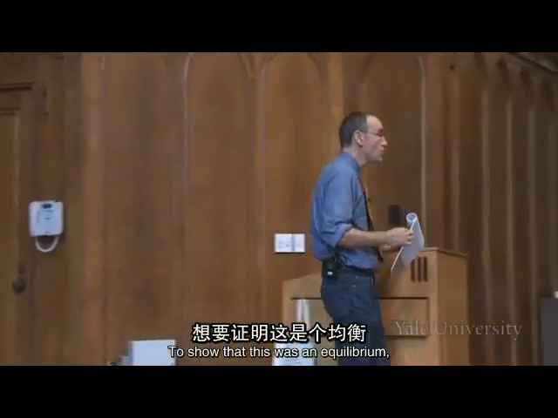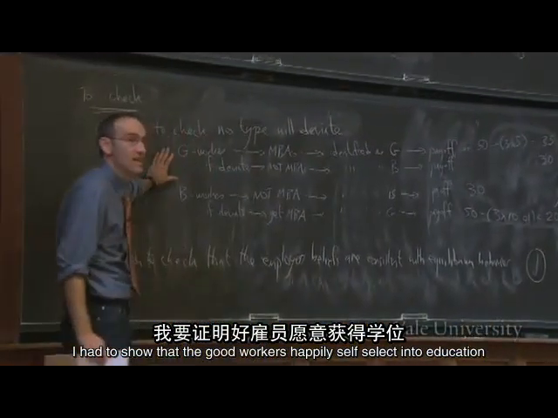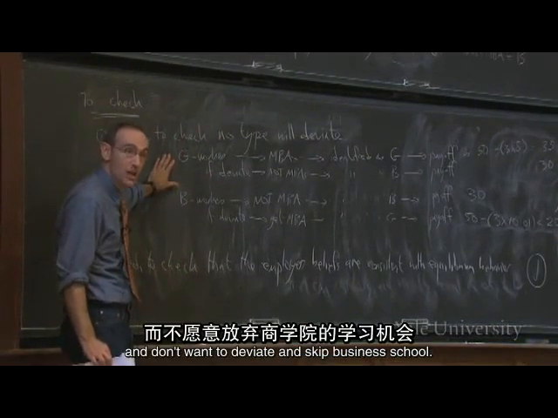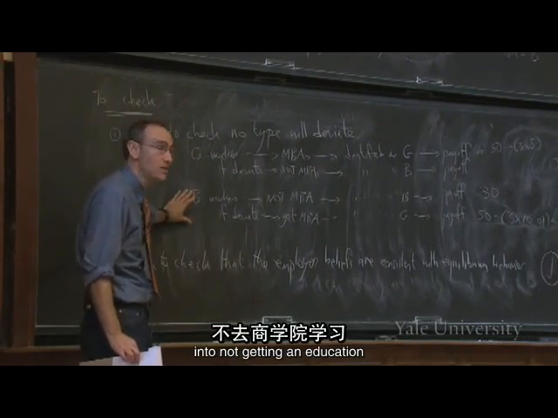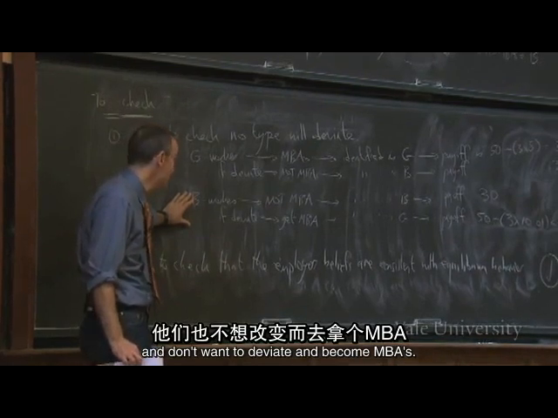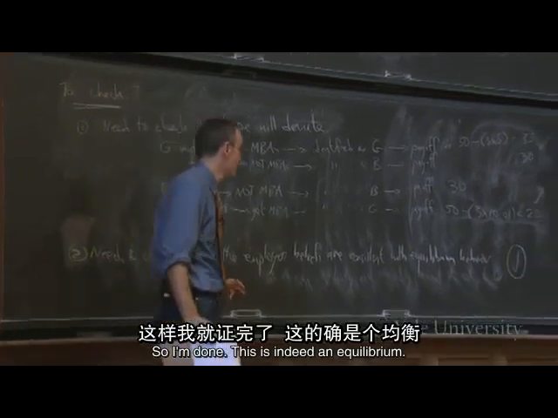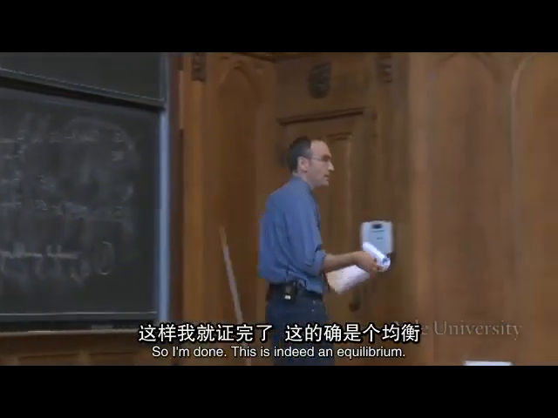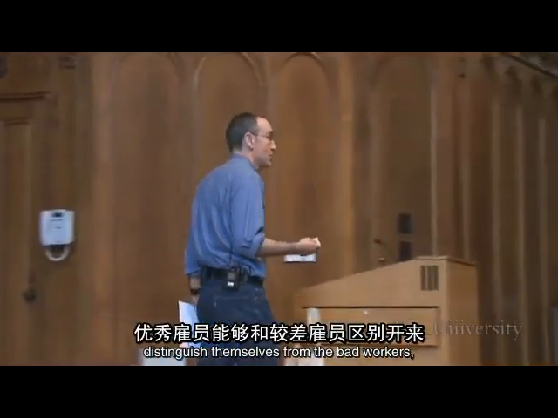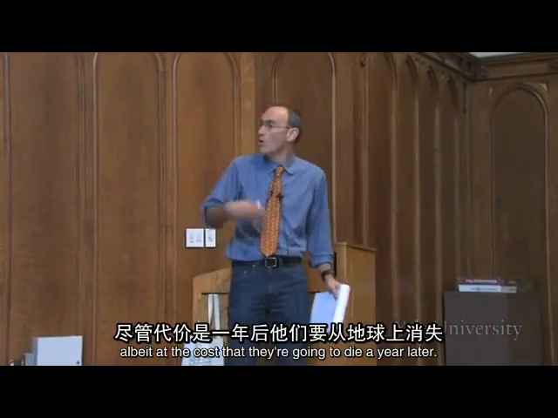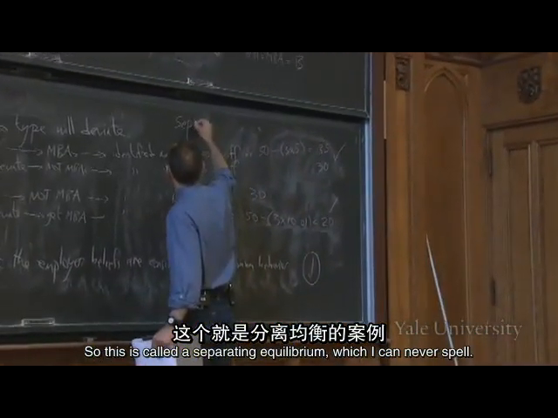So just to recap, to show that this was an equilibrium, I had to show that the good workers happily self-select into education and don't want to deviate and skip business school. I have to show that the bad workers self-select into not getting an education and don't want to deviate and become MBAs. And I have to show that the employers infer from this what they should infer, which was fine. So I'm done. This is indeed an equilibrium. Notice, in this equilibrium, the good workers do manage to distinguish themselves from the bad workers, and they do end up getting paid more, albeit at the cost that they're going to die a year later. So this is called a separating equilibrium.